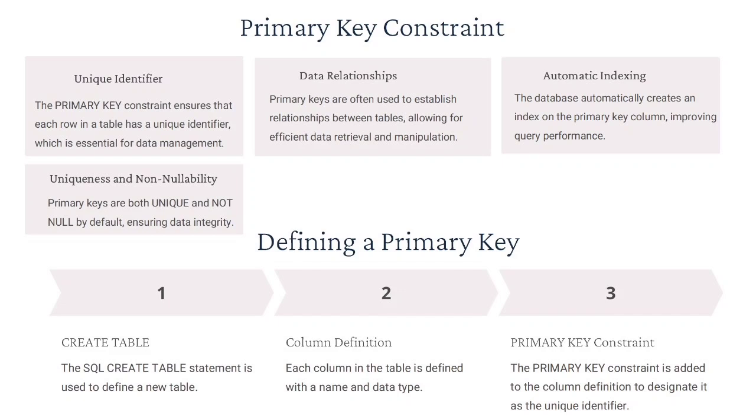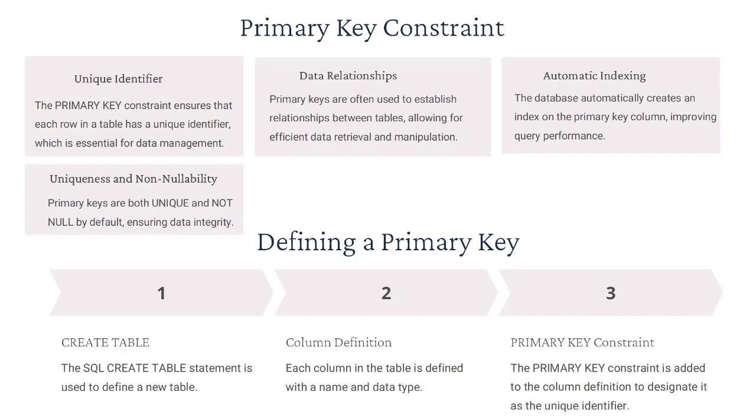Primary keys are often used to establish relationships between tables. This allows us to connect related data and perform efficient data retrieval and manipulation. For example, we might use a customer ID as a primary key to relate customer information to their orders.